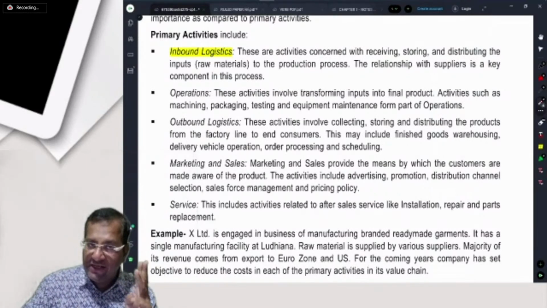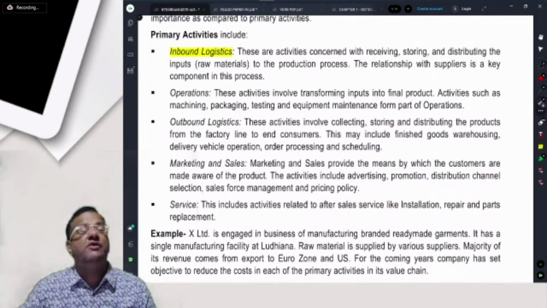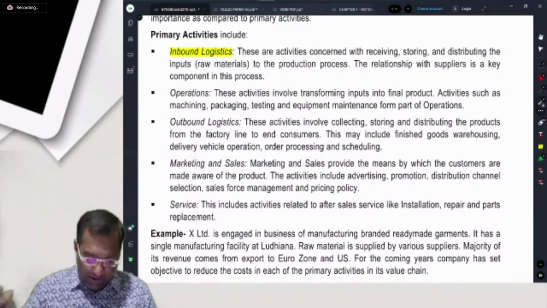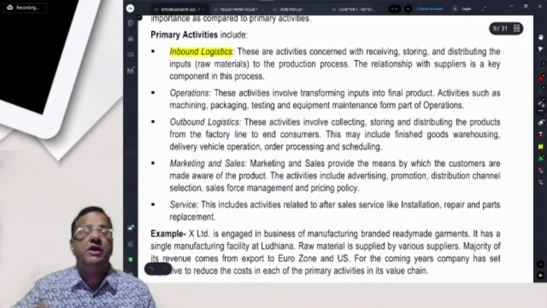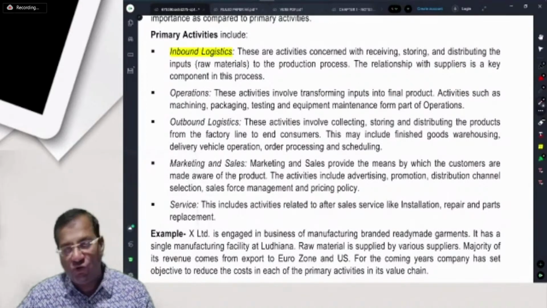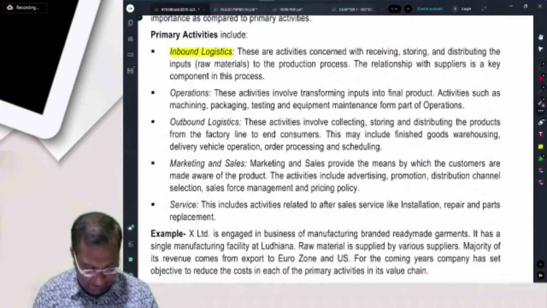So it covers 3 functions: receiving of raw material, storing of raw material, and distribution of raw material are covered in the very first activity, that is known as inbound logistic. In this, relationship with supplier is a very, very important task while identifying the value added and the non-value added activities. Clear, beta? This is the first primary activity.